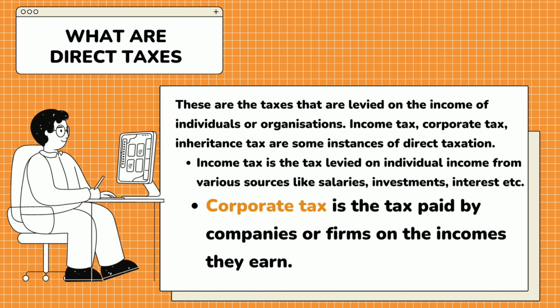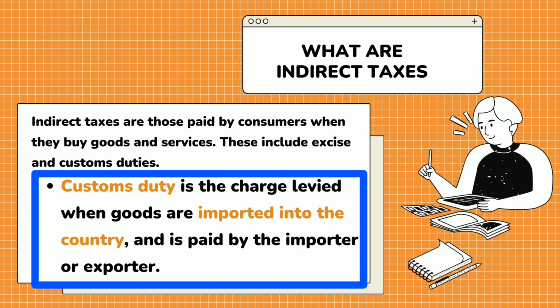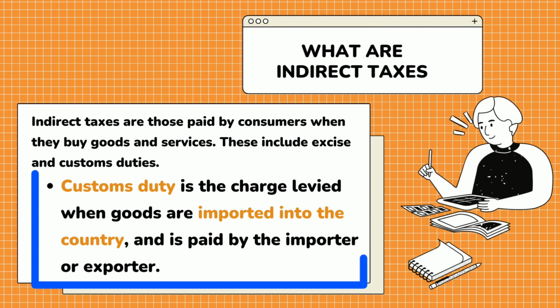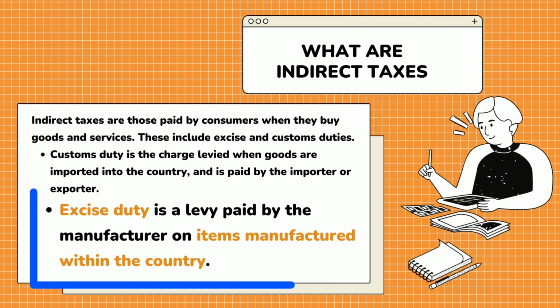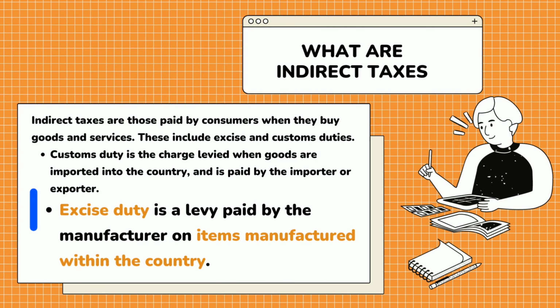On the other hand, indirect taxes are those paid by the consumers when they buy goods and services. These include excise and customs duties. Customs duty is the charge levied when goods are imported into the country and is paid by the importer or exporter. Excise duty is a levy paid by a manufacturer on items manufactured within the country. Usually, these charges are passed on to the consumers.